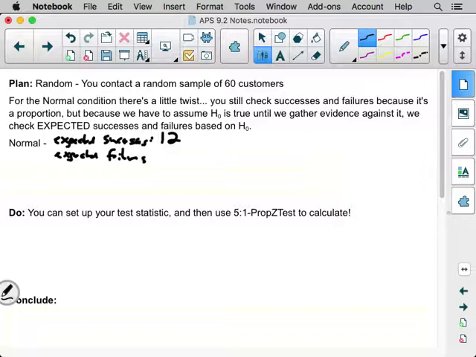Expected failures. Wouldn't that be the same thing? We had 60 people. We'd expect, according to the null, for 80% of them to be failures. So again, pretty much same process, except you need the expected based on the null being true. You have to assume the null is true until we show otherwise. All right. And what's the last thing I need to know? What am I actually comparing these against? 10. Yeah. So you also want to say, hey, both are at least 10.